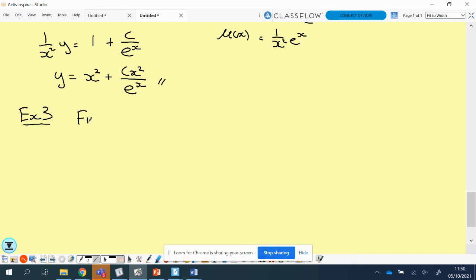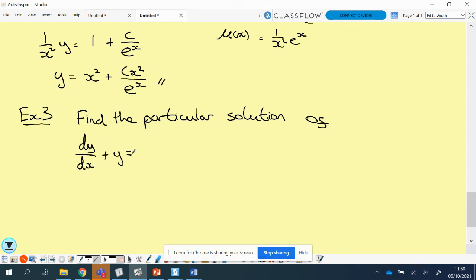Find the particular solution of dy by dx plus y equals 2x plus 4, given that y equals 1 when x equals 0. Okay, so when x is 0, y is 1.